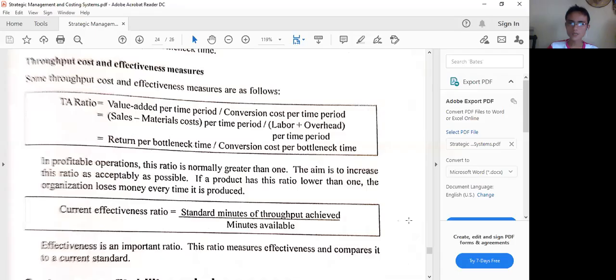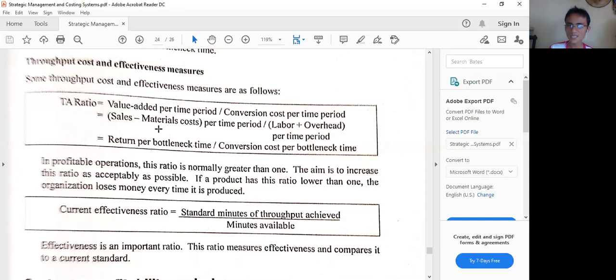That is the point. Also, we can view it as we want to know how much really is the return or throughput over the cost that would be associated with making the throughput. All right, that could be also another way of saying it. In profitable operations, this ratio is normally greater than 1, and we want to increase this ratio as much as possible. If it is lower than 1, meaning the company is losing money.